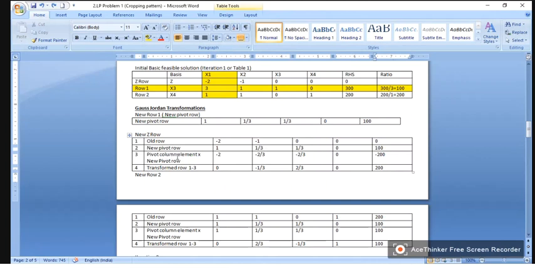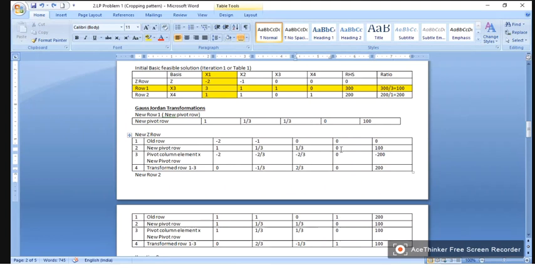So pivotal column element is -2, into new pivotal row. So -2 into 1, -2. The pivotal column element is -2, and the new pivotal element is 1 by 3. 1 by 3 into -2 is -2 by 3. 1 by 3 into -2 is -2 by 3.